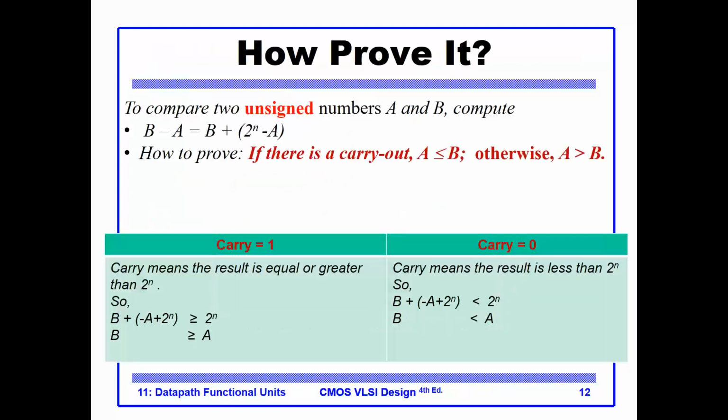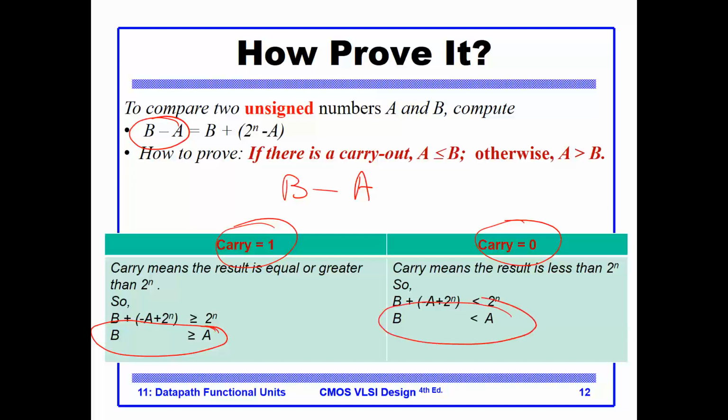If we subtract b minus a, you check on the carry. The carry flag indicates that if you have a carry, that means that for b minus a, b is greater than or equal to a. If there is no carry, b is less than a. And this is basically because the carry typically indicates whenever you have a carry in your operation.